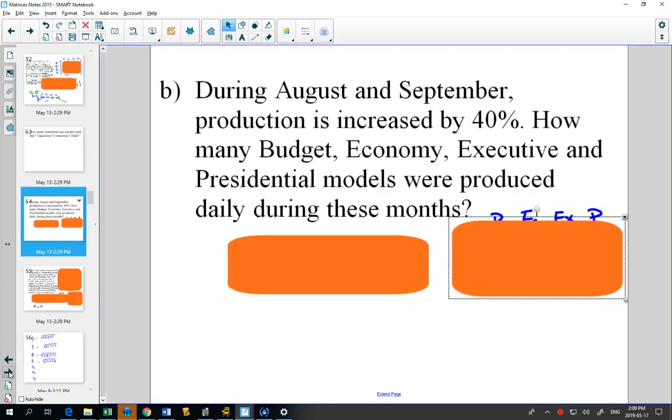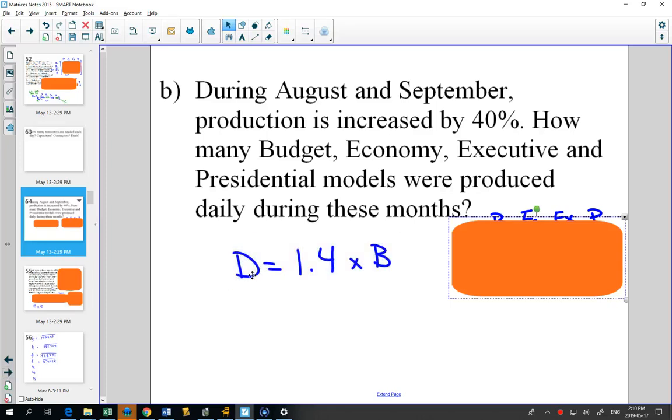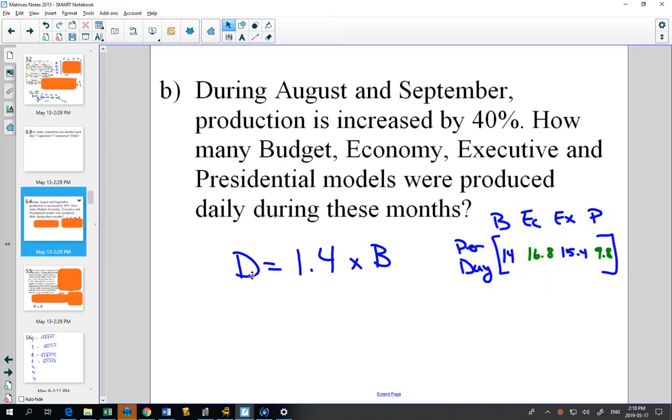Part B. During August and September, production is increased by 40%. How many budget, economy, executive, and presidential models were produced daily? Well, we just take matrix B, which had the totals of each kind, multiply it by 1.4. And now these ones have some decimals. So you got 14 completely made of the budget, but the economy and executive and presidential models had some that at the end of the day weren't quite finished.